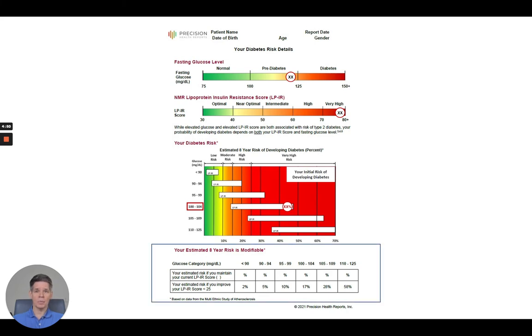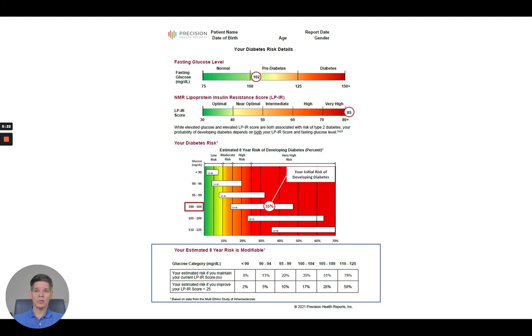And in the box below, you'll see two different representations. The first is what happens at a different glucose value if you keep the same insulin resistance score. And below that is what would happen to your 8-year diabetic risk if you had a lower insulin resistance score. So let me give you an example. Let's say that you start out with a glucose of 102, but you have a very high insulin resistance score of 85. Well, what you'll see is that at that glucose and that insulin resistance score, you have a 35% chance of diabetes in 8 years, which is very high.